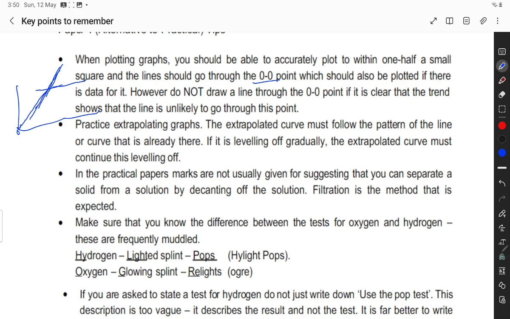So often you are asked to draw a graph by intersecting two lines. If some points are like this, first draw this line and then draw this line. This is the intersect point.